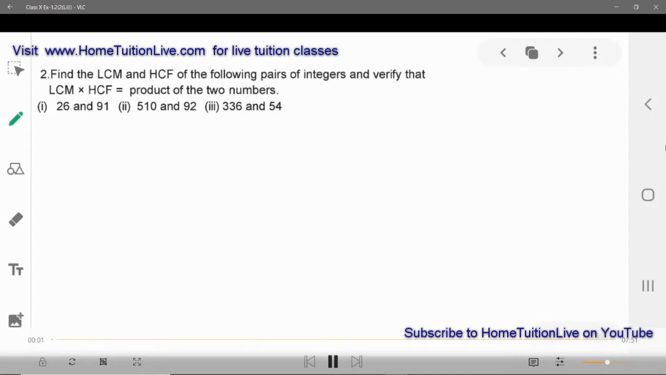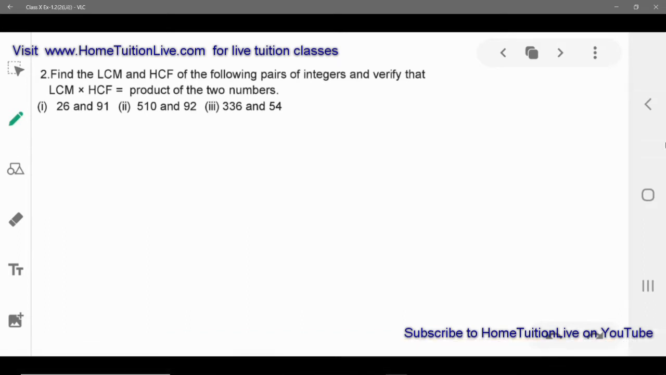Now in front of us we have question number 2 of exercise 1.2. Find the LCM and HCF of the following pairs of integers. We have been given two integers, 26 and 91, and we have to find the HCF and LCM, and also verify that LCM into HCF is equal to the product of these two numbers.